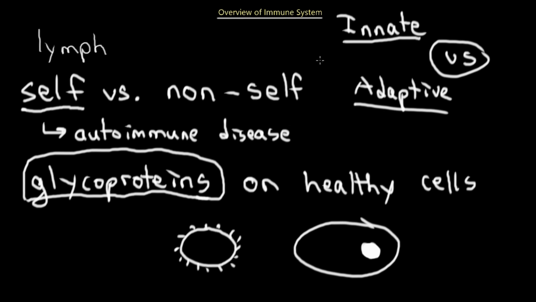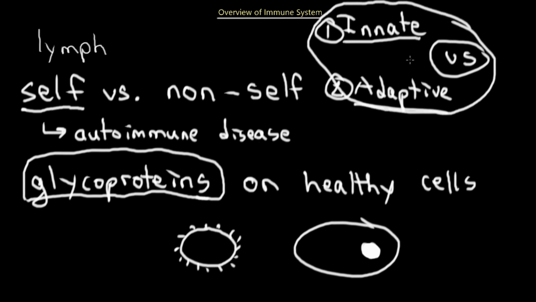So that's the two ways of thinking about the immune system, as it has two different parts and two different types of responses. These responses will be covered in the next video.